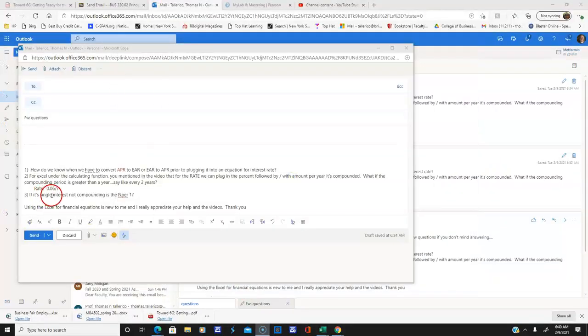And if it's simple interest, not compounding, is the number of periods 1? Yes, that's correct. Absolutely correct. Obviously, there's no compounding, so it's 1 period. All right. I'll make some extra videos on Excel when I get a chance. All right. So I hope that clears it up. It does get confusing. This was an excellent question. Okay.